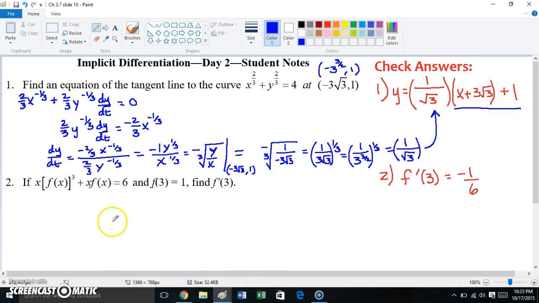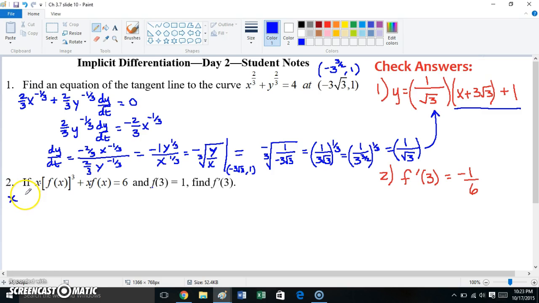Okay, question number 2. If x times the quantity f of x cubed plus x times f of x is equal to 6, and f of 3 is 1, find f prime of 3. All right, so we need to use the product rule and chain rule to find the derivative.